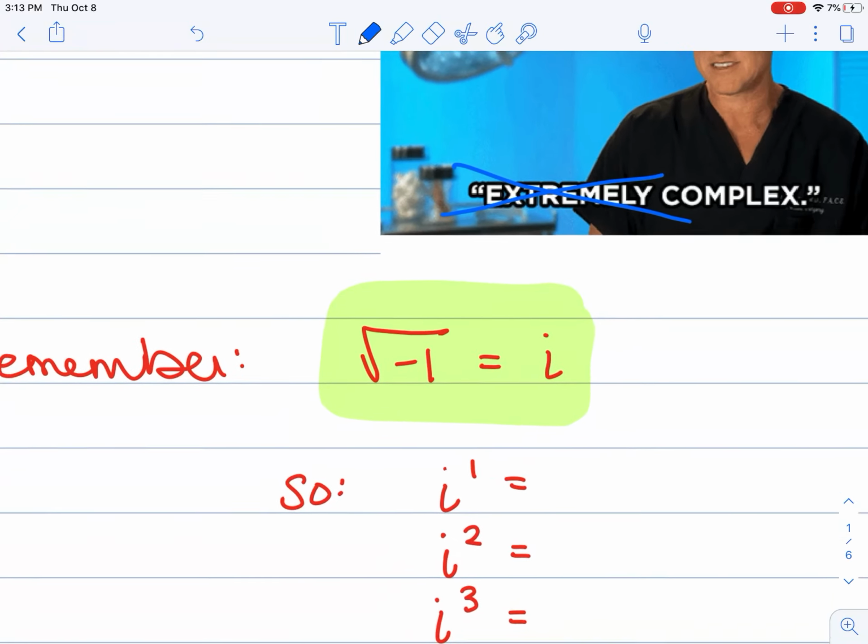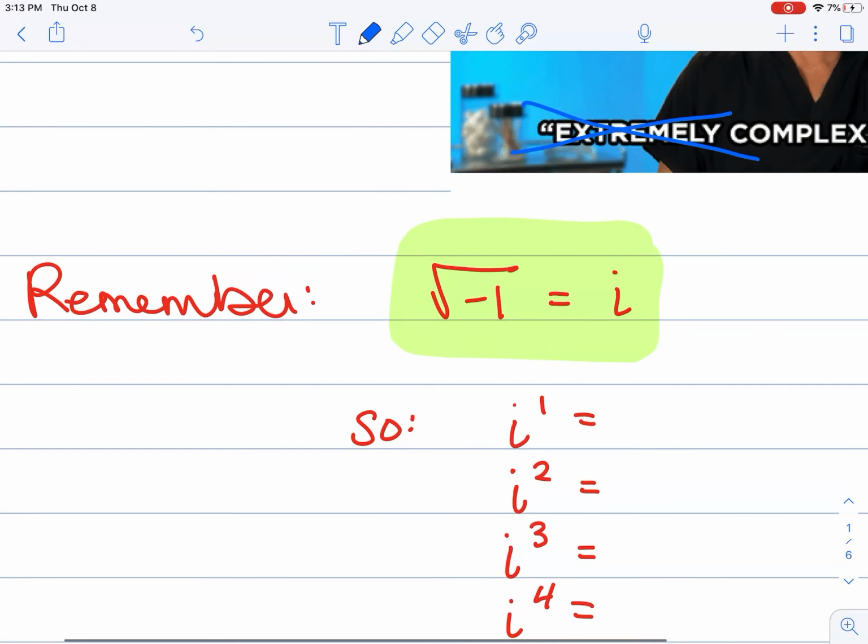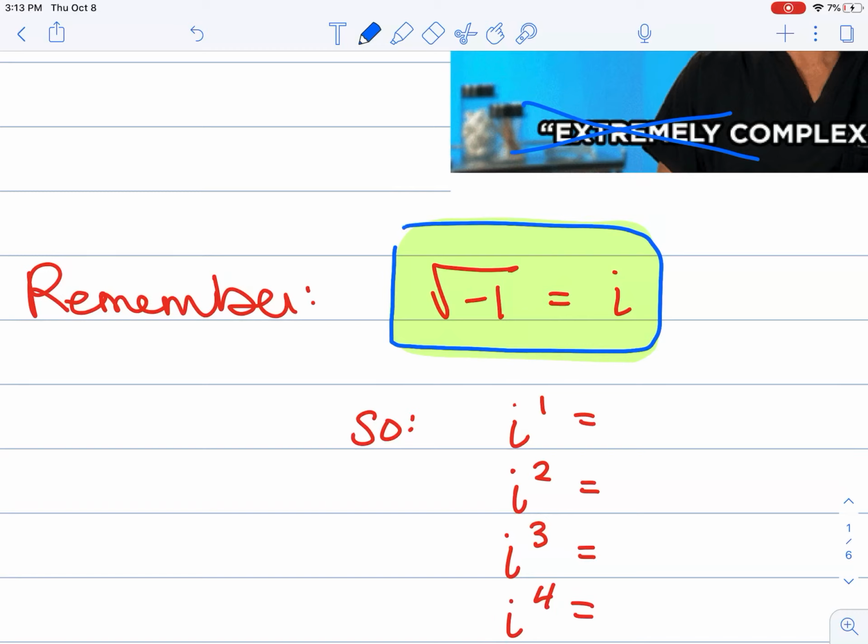Now remember, from way back when, we used to say, oh, you can't take the root of a negative. Well, now we decided, okay, you can take the root of a negative, and that makes it a complex or imaginary number. So that letter i represents the number for the root of -1. So i to the 1 power is just the same as the root of -1, or we can call that i.